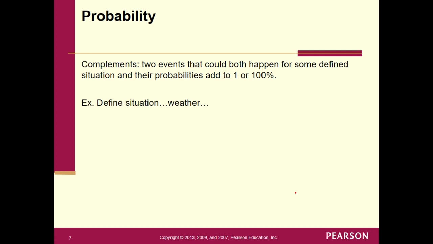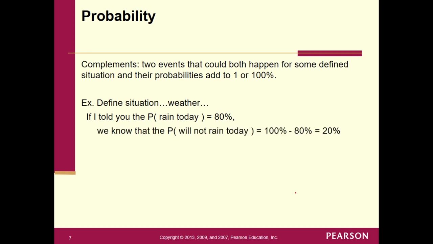With that, if I told you the probability that it's going to rain today is equal to 80%, what's the probability that it's not going to rain? Well, if the probability it's going to rain is 80%, you know these two things are complements to one another. Since they have to add up to 100%, if you know the one, you automatically know the other one. They're complements to one another.